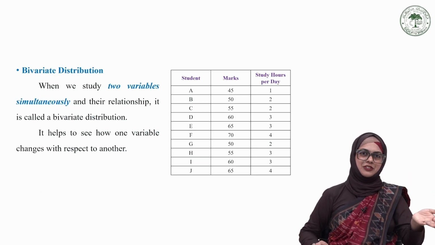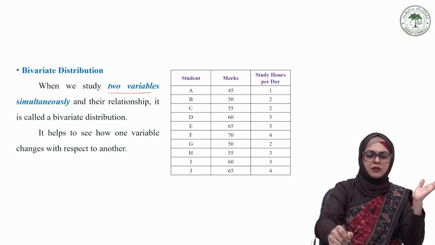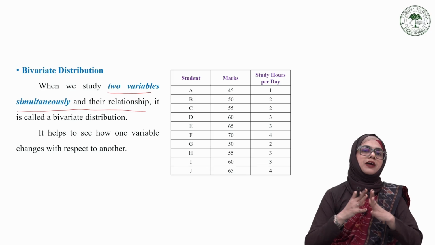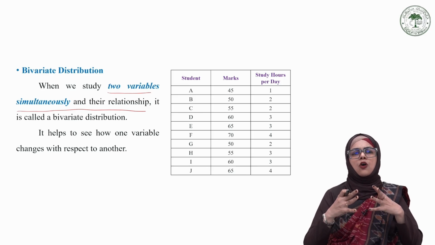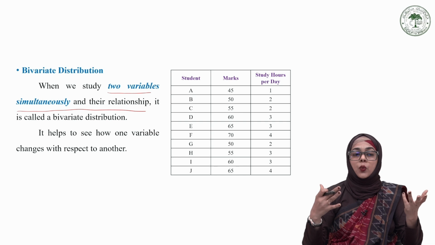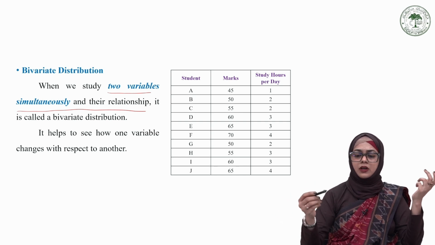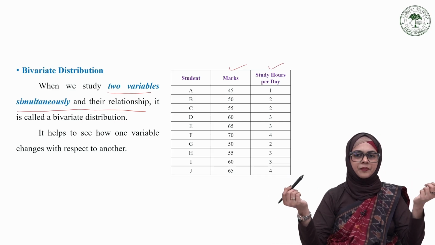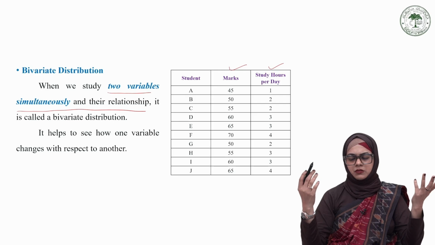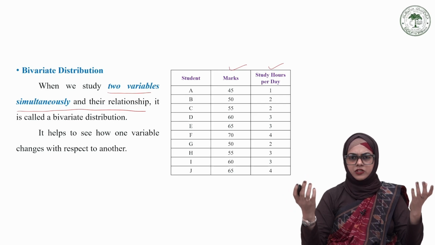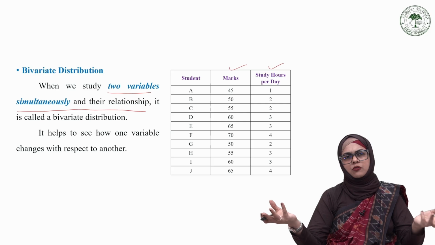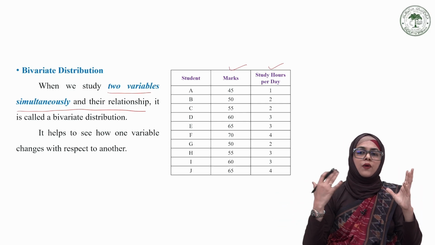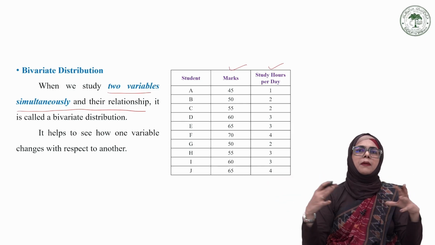Second is the bivariate distribution. Bivariate means two variables are simultaneously studied and the relationship is looked into. That is known as a bivariate distribution. It helps us to see how one variable can change with respect to another. So here we have students along with the marks and along with study hours per day, right? Marks are the dependent, response variable, and study hours per day could be an independent, explanatory variable. So this table shows how marks vary with study hours, making it a bivariate distribution.